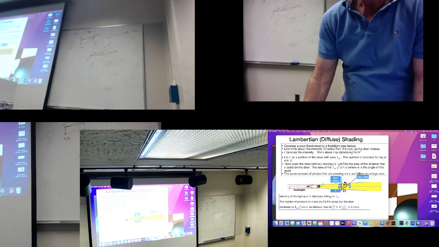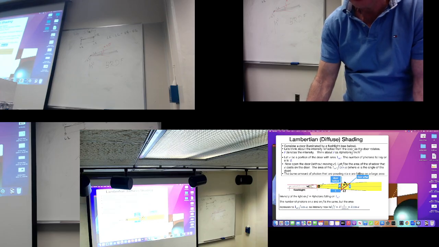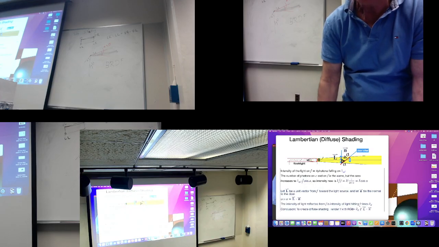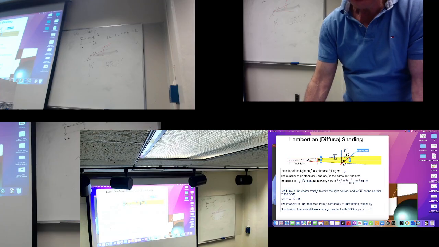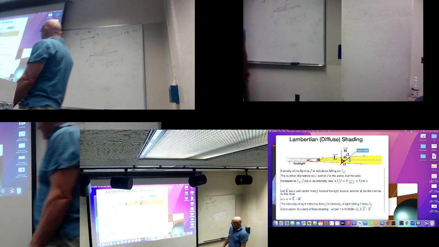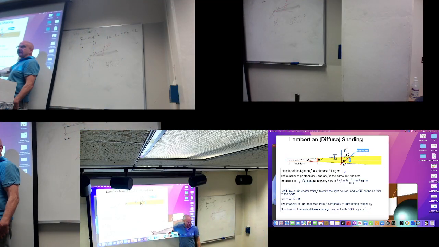So what should be the intensity of the door when it's open? It's the original intensity divided by 1 over cosine alpha. That leaves you with just cosine alpha. So it's just the original intensity times cosine alpha, which turns out to be the original intensity times L, the vector to the light, dot product N, the normal to the door. And hey, what is this number over here, KD?